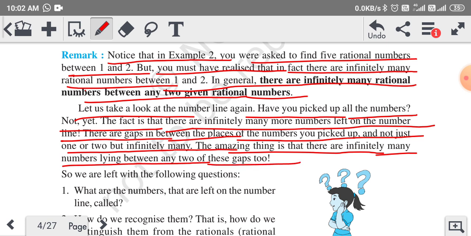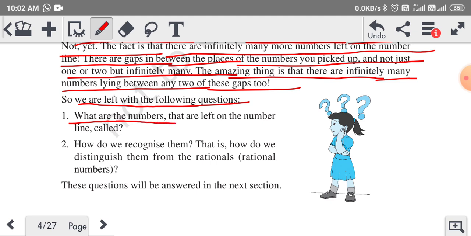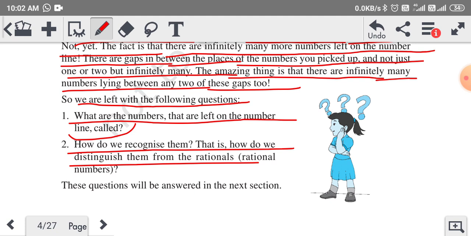So we are left with the following questions. What are the numbers that are left on the number line called? How do we recognize them? That is, how do we distinguish them from the rationals? The question will be answered in the next section.